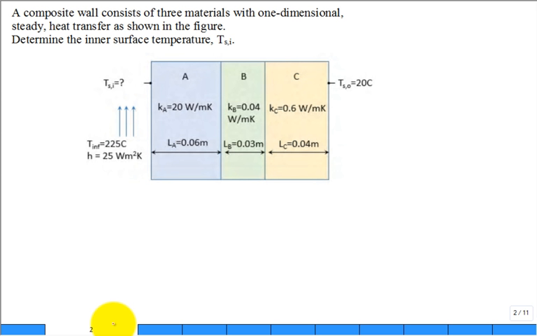Let's solve a problem. We have a composite wall consisting of 3 materials with one-dimensional steady heat transfer as shown in the figure. So this is material A, a slab of material B, slab of material C. This is the temperature of this surface over here of 20 degrees C. There's fluid on this side at 225 C with the convection coefficient. And the thermal conductivity and the thickness of each of these slabs is given. Did they tell us the temperature of this surface over here? No. That's actually what's asked. Determine the inner surface temperature, T_s,i. Find that temperature.